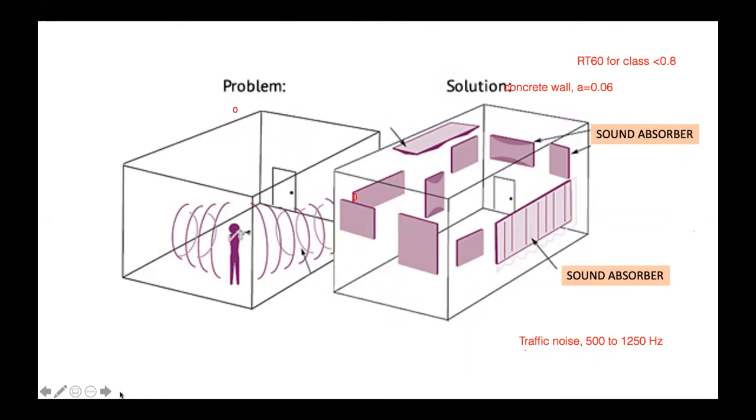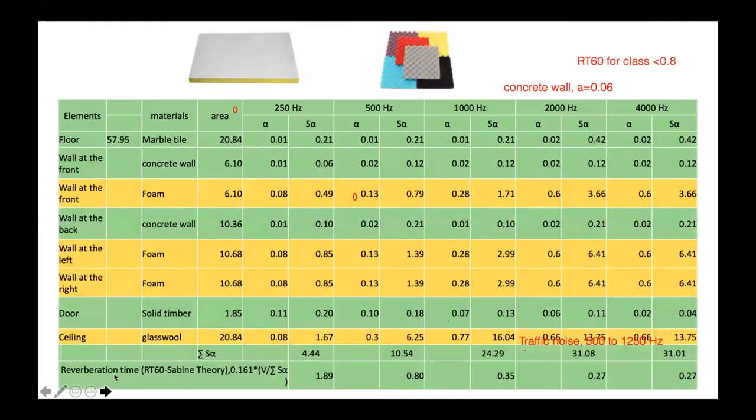But the area you need to calculate. This example shows how you calculate the area. For example, here I want to treat the yellow one. I want to put foam. This is the foam. I want to put it at the wall with the area 6.10, something like that. You need to try until you get the satisfied value.